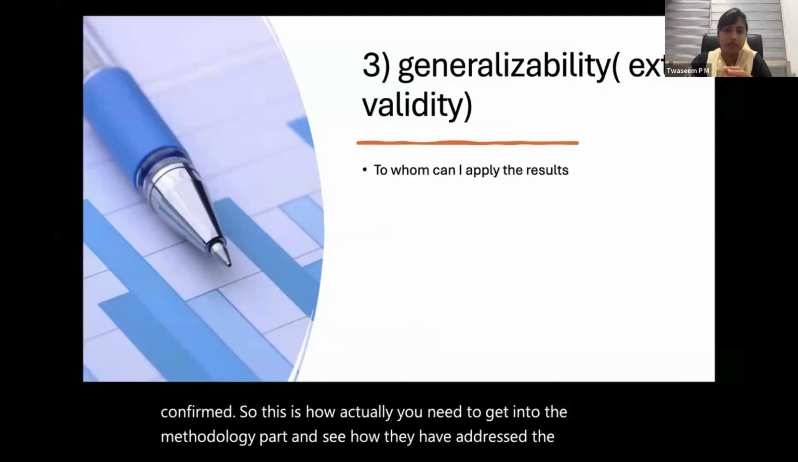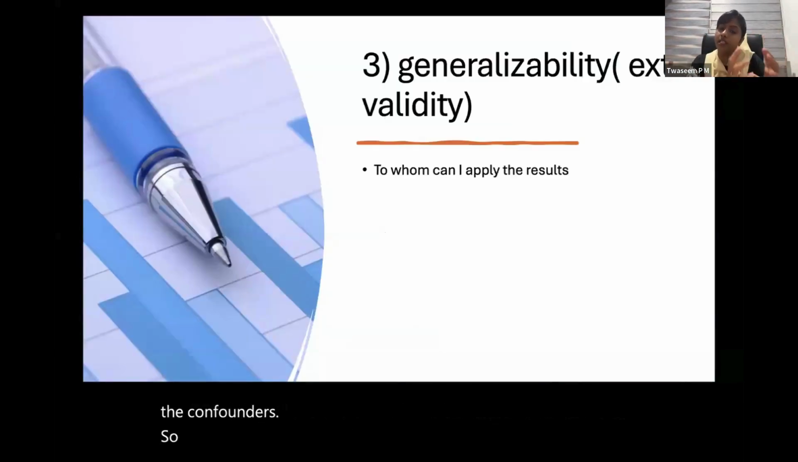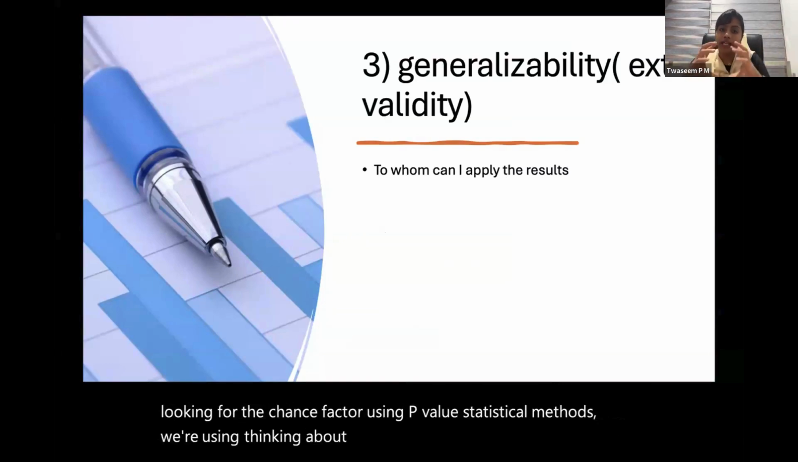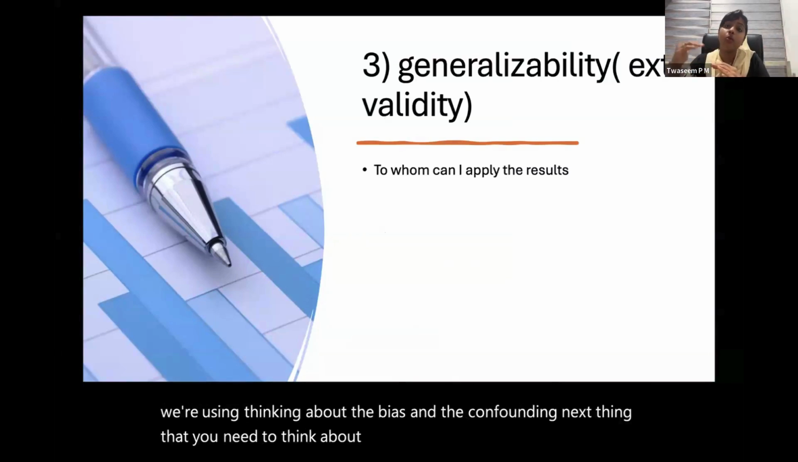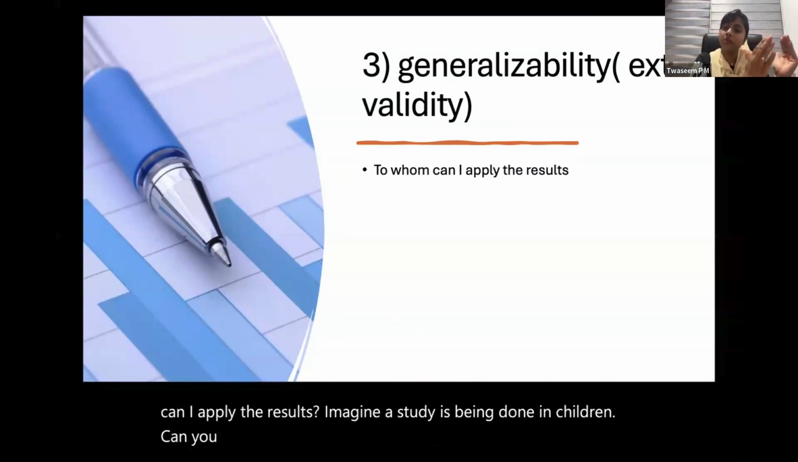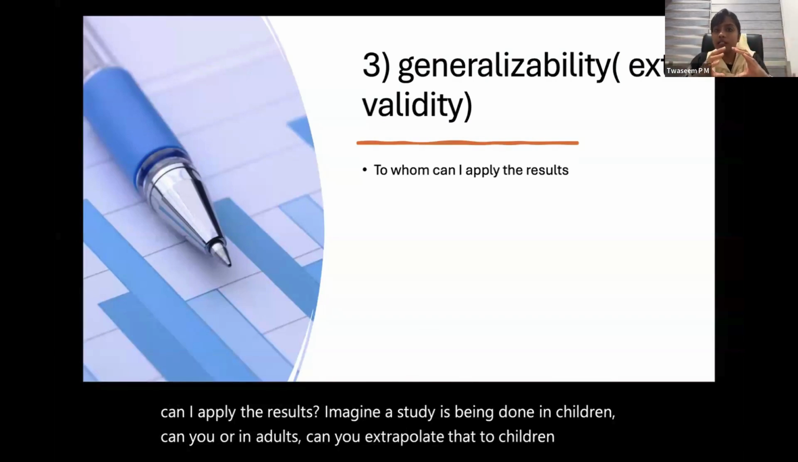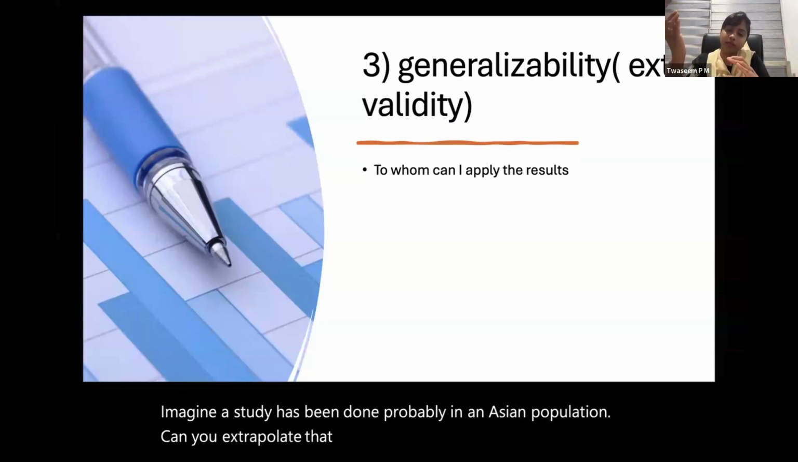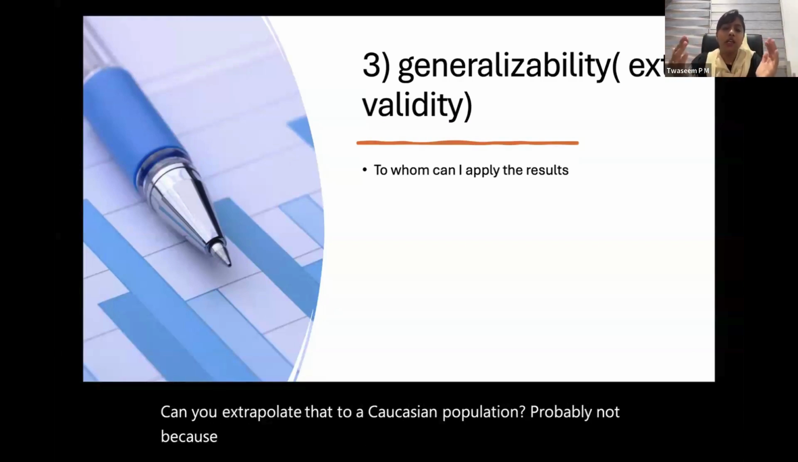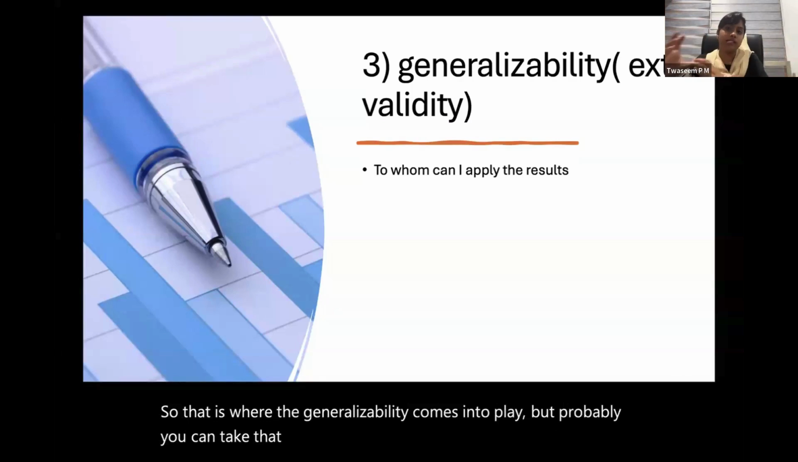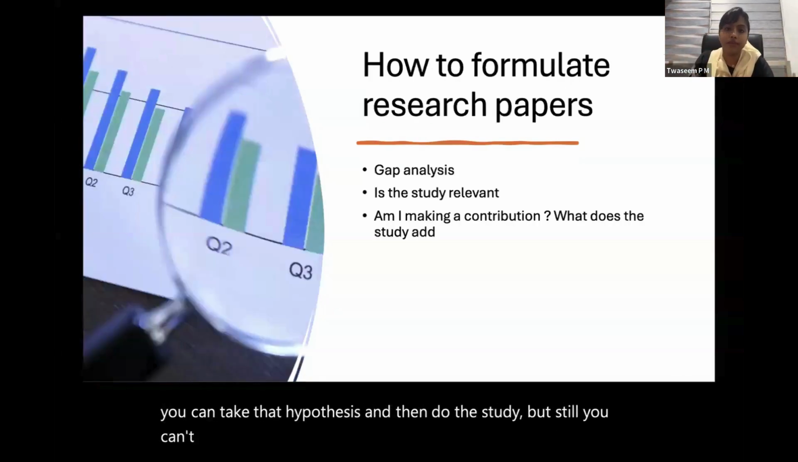So this is how you need to get into the methodology part and see how they have addressed the bias and the confounders. Now that we have finished internal validity, where you're looking at the chance factor using p-value statistical methods, and thinking about bias and confounding, the next thing you need to think about is generalizability. To whom can I apply the results? Imagine a study is done in adults. Can you extrapolate that to children? No. Imagine a study is done in an Asian population. Can you extrapolate that to a Caucasian population? Probably not, because there is an influence of genetics. That is where generalizability comes into play. But you can take that hypothesis and do the study; still, you can't actually generalize.